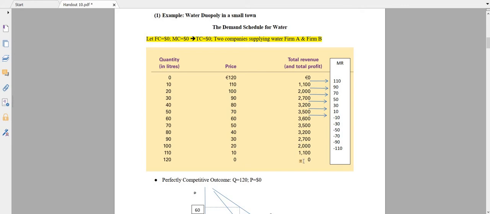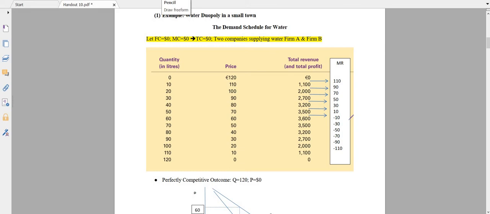Now for understanding purposes, I've also computed the marginal revenue in this last column. And you're already familiar that marginal revenue is simply the change in revenue brought about by a unit change in quantity. So when quantity increases from 0 to 10, marginal revenue will equal 1100 minus 0 divided by 10 minus 0, which gives me 110. So using this logic, you can fill out all the entries in this column.